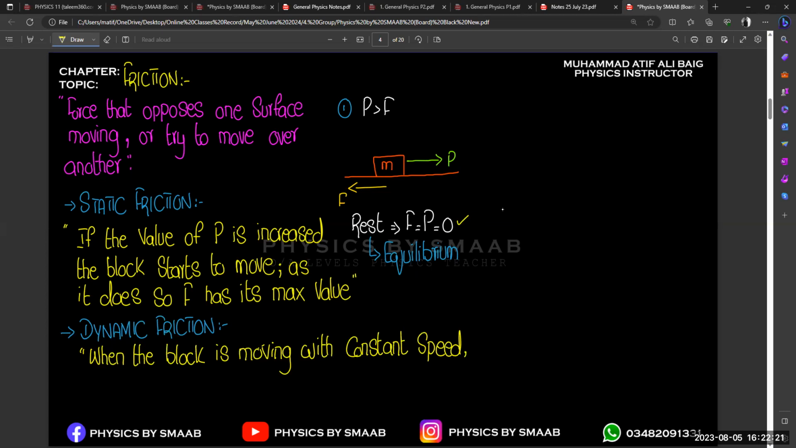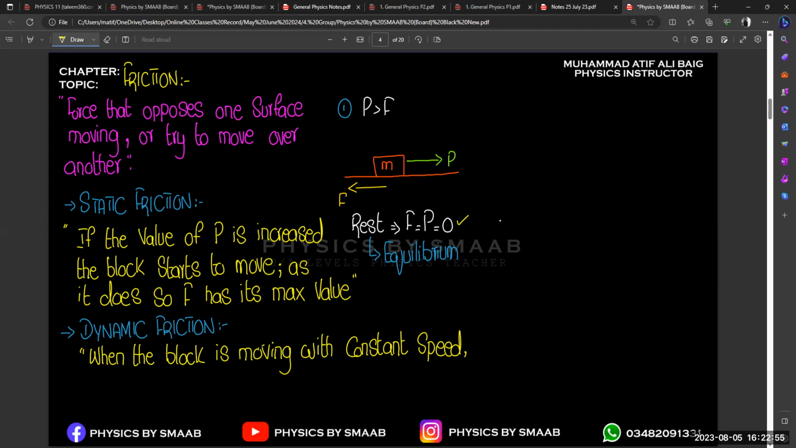Yes, I was asking about when the block is moving with constant speed. So, what will be your observation then? Initially we talk about the static friction, that we slightly increase the value of P, and in that specific state, the friction is known as static friction. But let's suppose when block is moving with constant speed. So continuously we are moving at constant speed, but there is one concept.